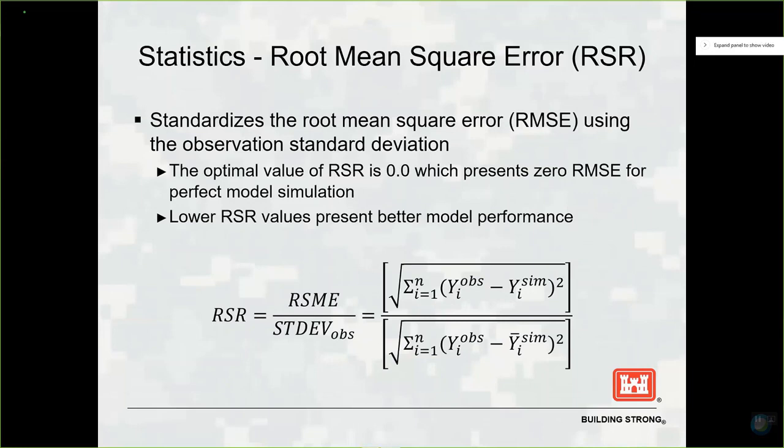Root mean squared error, standard deviation ratio. These metrics all came from a paper, Moriasi et al. 2007. There's a reference here in a couple of slides. This is kind of a new statistic they proposed, and we often use it in our reports. The optimal value is 0, which means 0 root mean squared error for the perfect model simulation. And lower RSR values represent better model performance. For the first two I showed you, coefficient of determination and the Nash-Sutcliffe efficiency, the perfect value is 1. For RSR, the perfect value is 0.